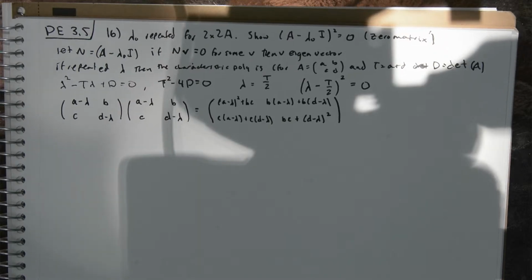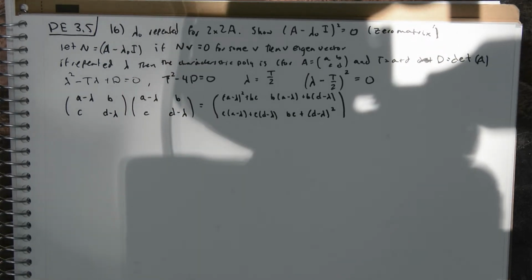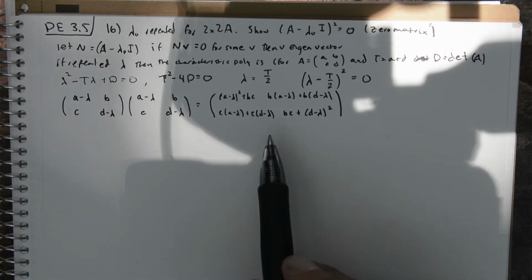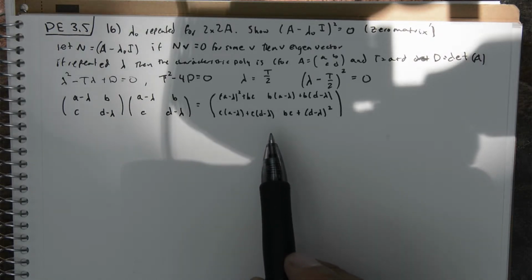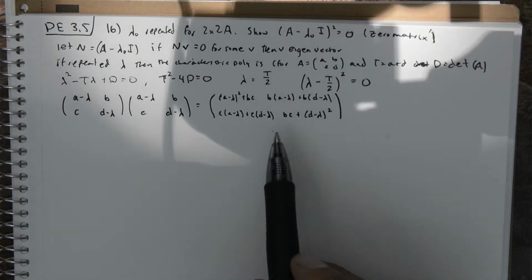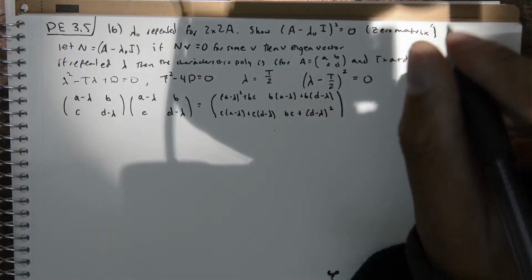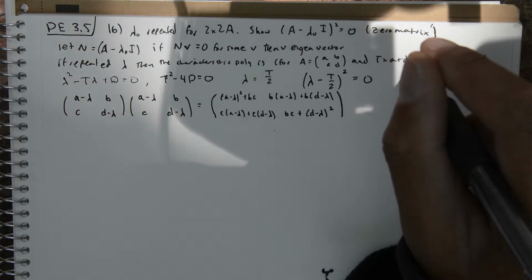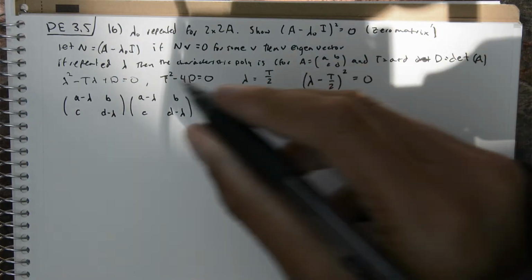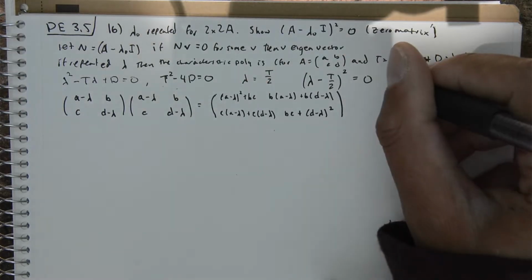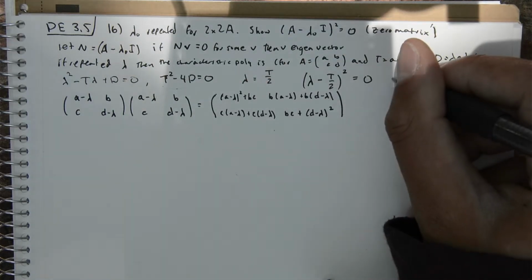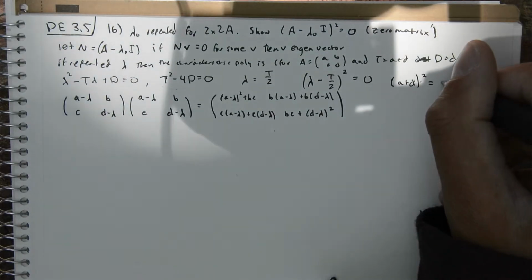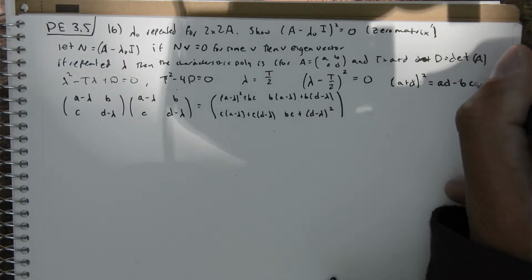I know this isn't the right way to do this. There's got to be a better way, but we're just trying to show that this is the 0 matrix. So if we were to expand this out, we would get t is equal to a plus d, so we get a plus d squared is equal to ad minus bc.